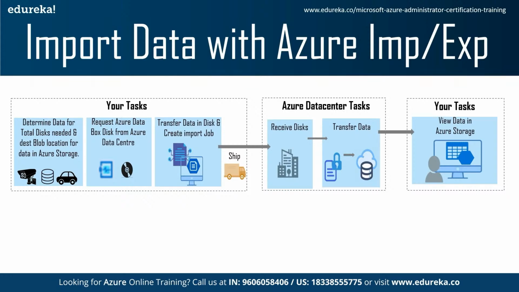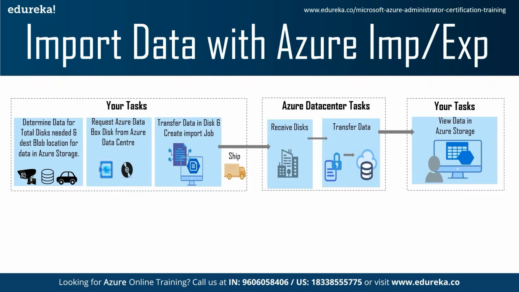You have to complete the following steps. First, determine the data to be imported, the number of drives you need, and the destination blob location for your data in Azure storage. The second step is to request an Azure Data Box disk from the Azure Data Center. Use the WA Import/Export tool to copy data to disk drives. Encrypt the disk drives with BitLocker, or you can prepare the disk by yourself.